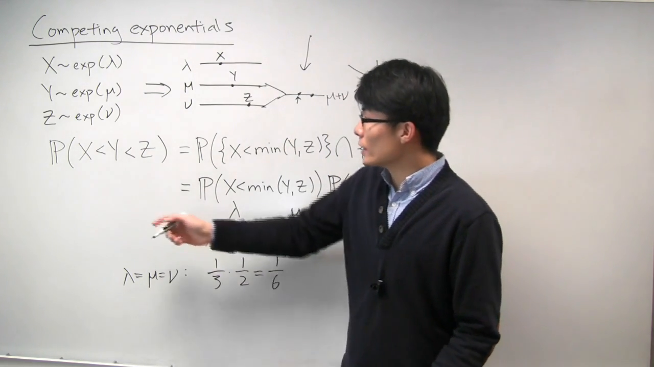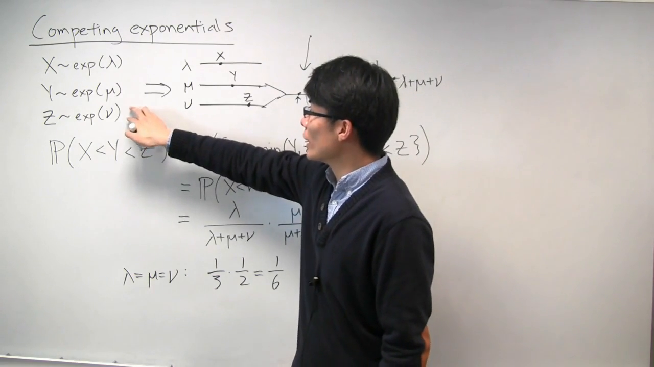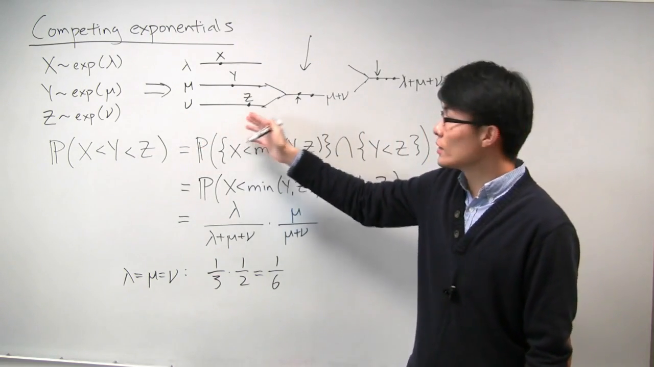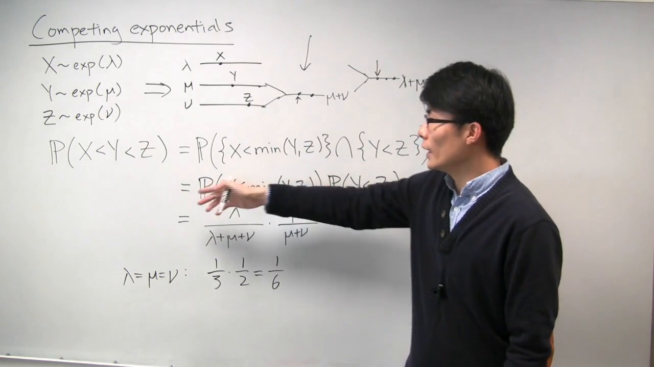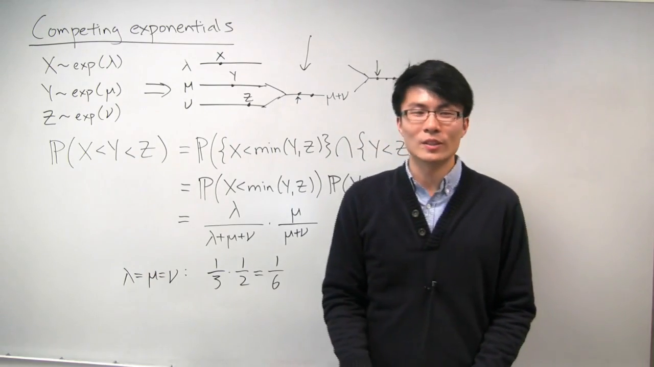As I said, in this problem we saw how to reinterpret exponentials in the context of Poisson processes, and that helped us solve a probability that looked pretty complicated. I hope that was helpful, and see you next time.